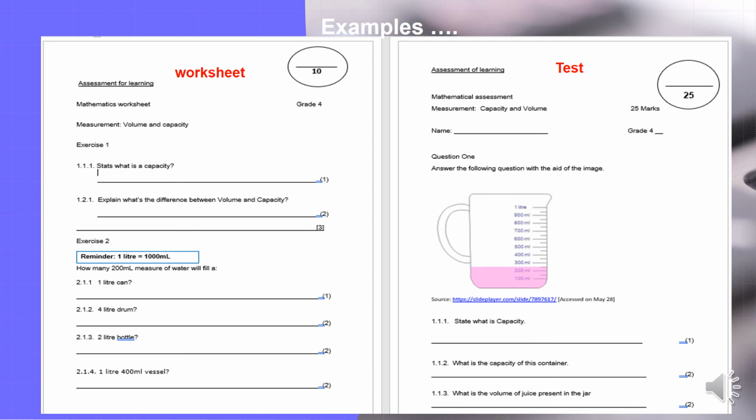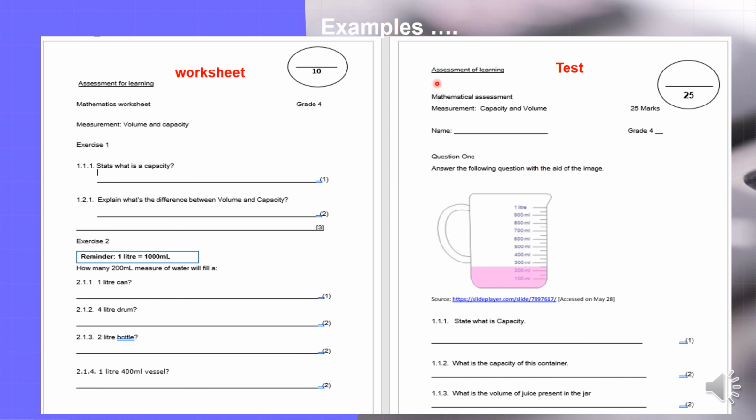Okay, here are the examples. This is a worksheet. This is what we call formative. Formative is also assessment for learning, and it's informal. This is an example. Nothing too hectic. Notice not a lot of marks on it, and it sticks to Bloom's taxonomy, but the most fixed on Bloom's taxonomy is the test. It starts at the first stage and builds up to evaluation or creation.